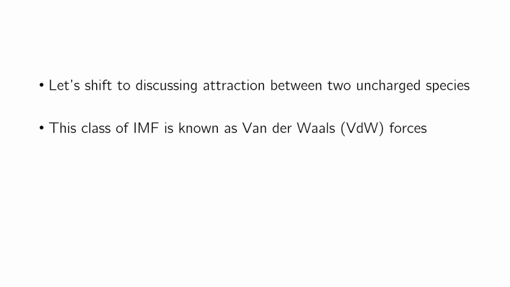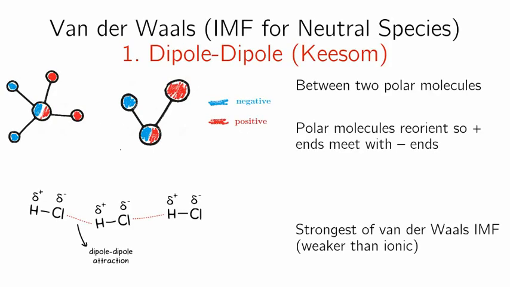So let's shift our discussion from two charged species to two uncharged species. This is called van der Waals forces, VDW, and there's a class of, this is three of them, embedded within van der Waals forces. And again, these are two non-charged species, so just dipoles, or maybe things that are not even dipoles.